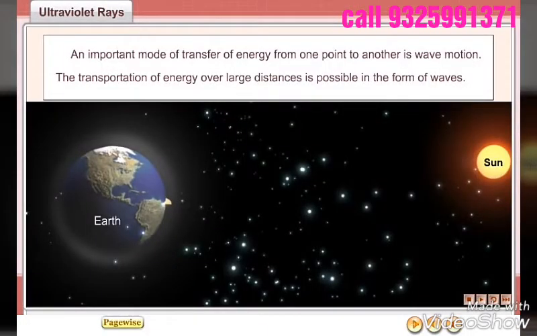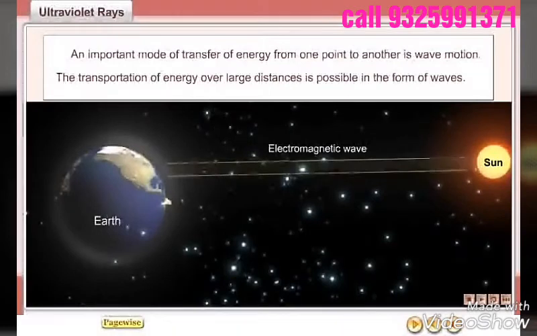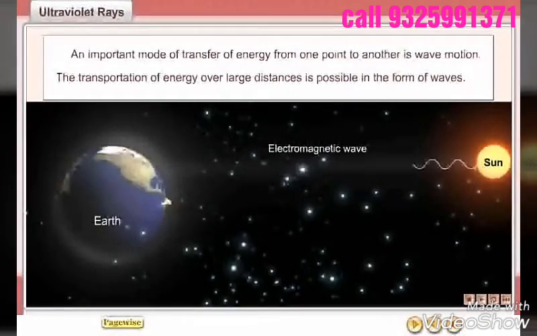An important mode of transfer of energy from one point to another is wave motion. The transportation of energy over large distances is possible in the form of waves.